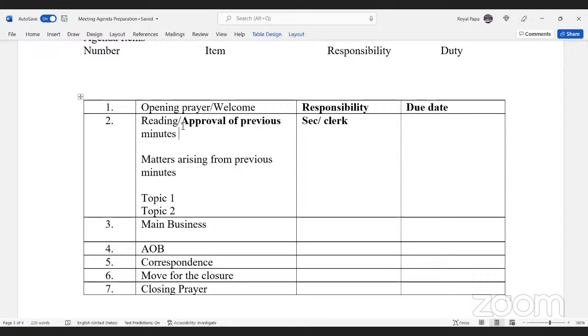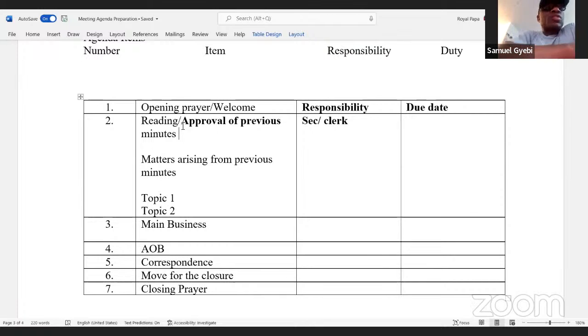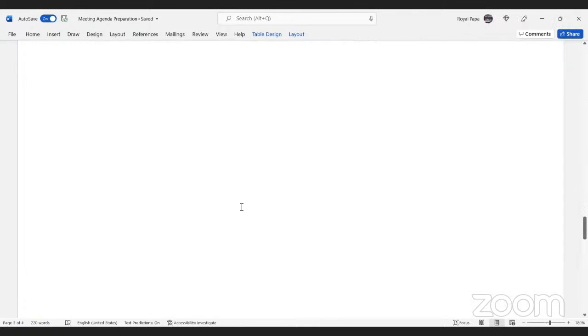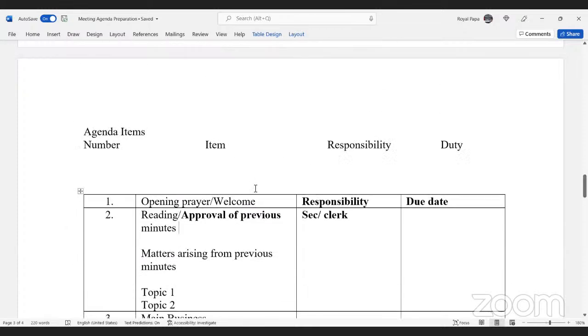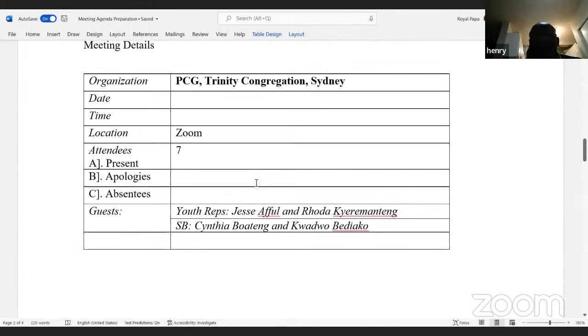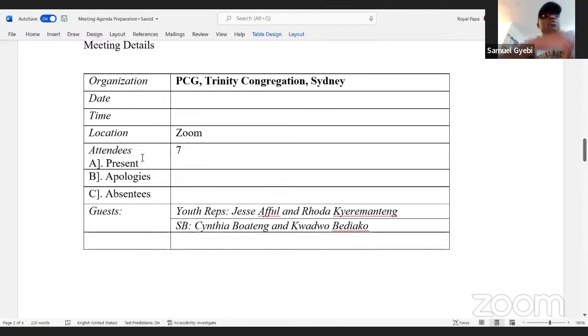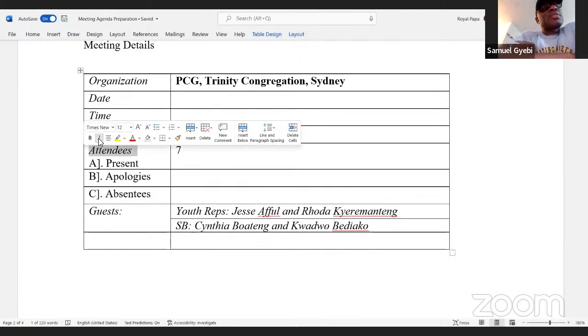Any other, please? Papa, can we go back to attendees where you had subsection ABC? Subsection ABC. Is it the app? Yeah. This one? On attendees. Attendees. Okay. Yeah. Can you go over that, please?